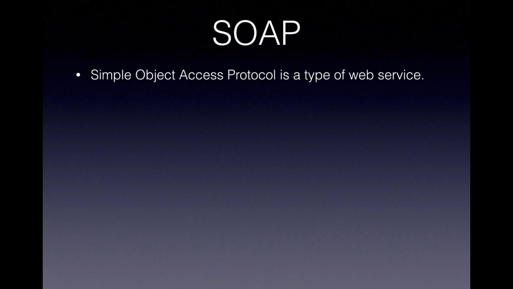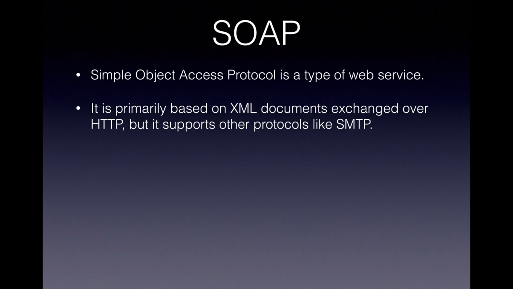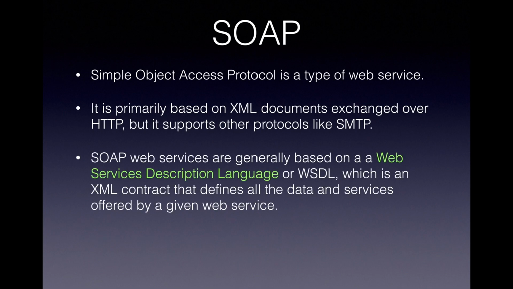Here, SOAP stands for Simple Object Access Protocol. SOAP web services have been around for some time now, and the primary format that they use to exchange requests and responses is XML. SOAP web services support many protocols. HTTP is the primary one, but it supports other protocols also, like SMTP. SOAP web services are generally based on WSDLs, which is an XML contract that defines all the data and services offered by the given web service.